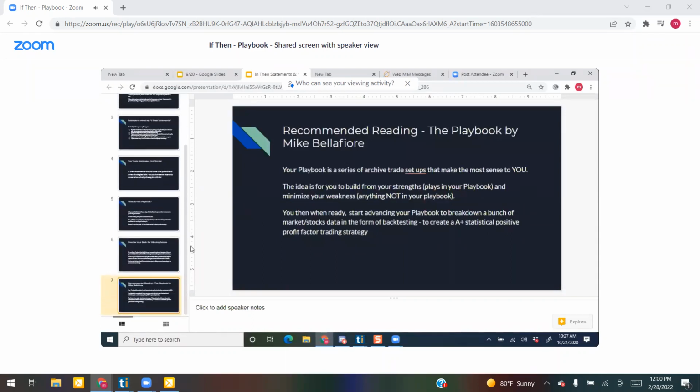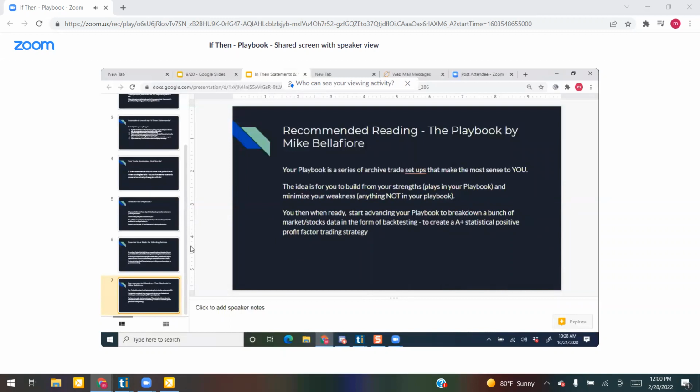Let's look at a recommended reading, because we can go through a presentation, but there is nothing like actually reading a book about this topic. It's called The Playbook by Mike Bellafiore, okay? Your playbook is a series of archived trade setups that make the most sense to you. Not what makes the most sense to me, that's my playbook, but what makes the most sense to you, okay?